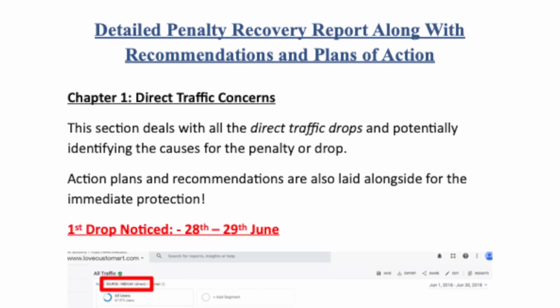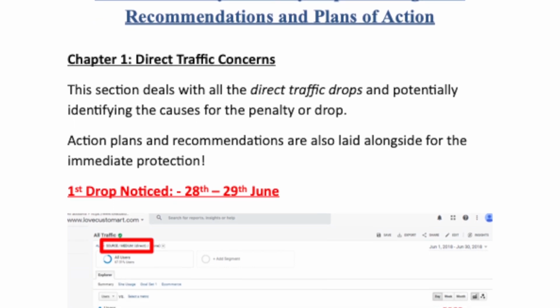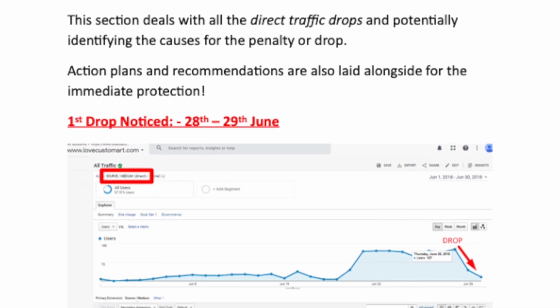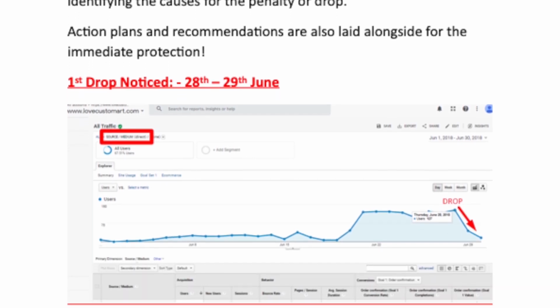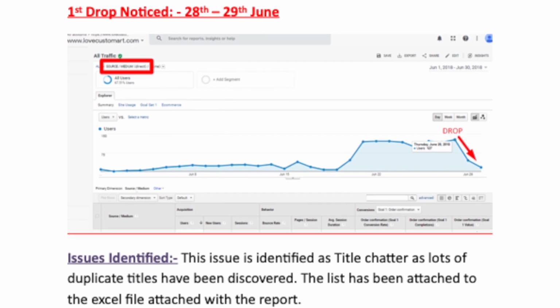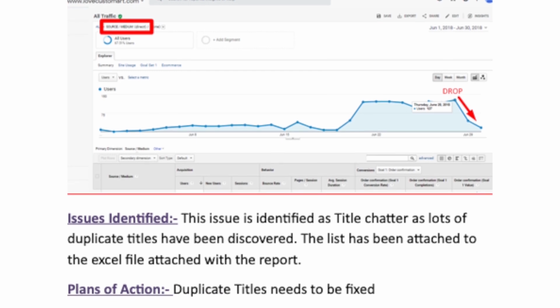Chapter 1: we had some direct traffic concerns. During 28 to 29 June, we saw a massive drop, and when we opened SEO Roundtable, we found that during this time frame there was a lot of chatter regarding titles. We checked all of the titles and spotted a few duplicate titles, which we later fixed.